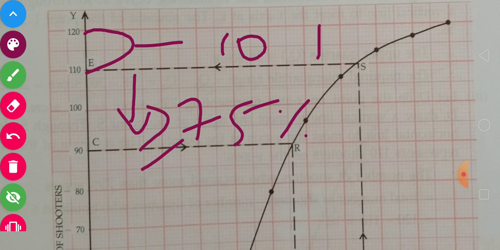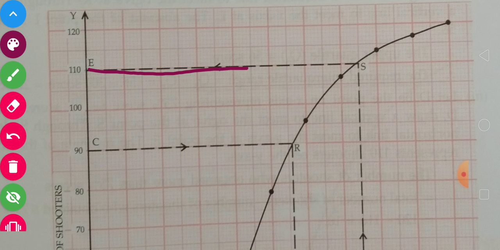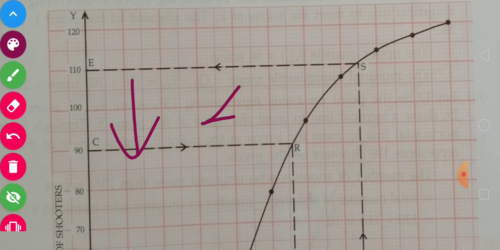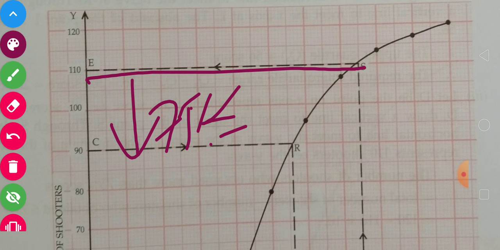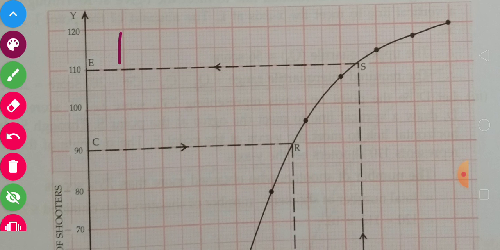But what about more than 75? More than 75 are all the people above this line. About this line, how many people do we have? From 110 to 120. The people up to 110 are at or below 75%, but above this there are only 10 people. So the total number of shooters who have scored above 75% is 10.